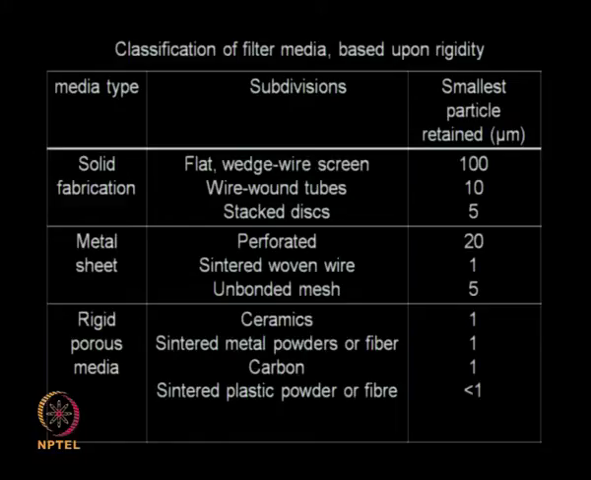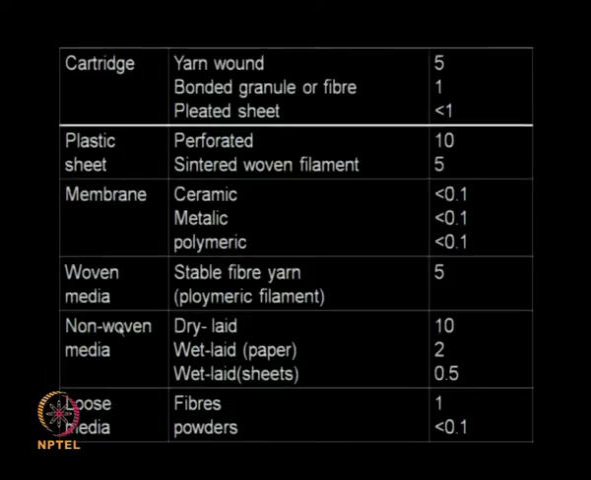They also act as a support for the bed that is getting accumulated over a period of time during the filtration process. So they should have sufficient mechanical strength, and the smallest particles they can capture also varies. You can see that very small particle less than a micron going right up to hundreds of microns. Ceramics, sintered metals, powders, carbons and so on. We can have wires, mesh material, and then we can also have discs. Okay. So we have solid materials, metal sheets or rigid porous material.